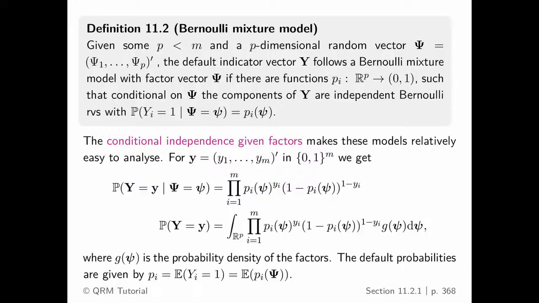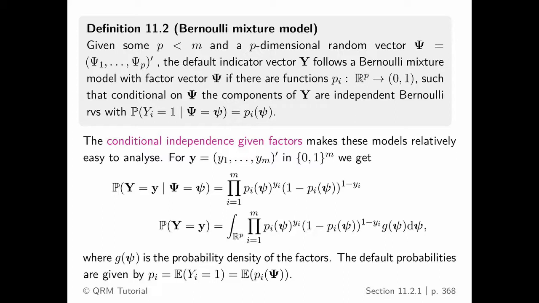Now, why did I say that a conditional independence model is an easy model? Well, it's always easy to write down expressions under independence. For example, suppose we're interested in a particular pattern of defaults and non-defaults. So we're interested in the probability that company 1 defaults and company 2 defaults and companies 3, 4, 5, and 6 don't default. Well, if we condition on the factors, we get a product form. Don't worry too much about the details. Just notice that if we condition on the factors, we have a product form because of conditional independence.